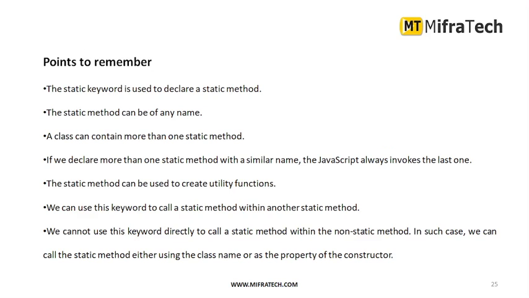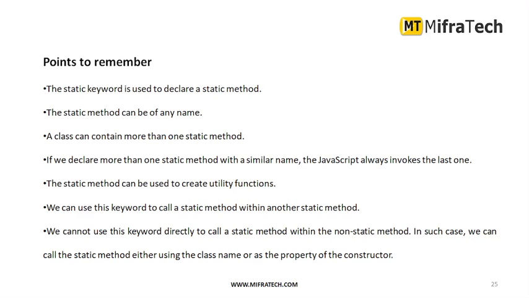When you are creating a static method, here are some points to remember. The static keyword is used to declare a static method. The static method can be of any name. A class can contain more than one static method. If we declare more than one static method with a similar name, JavaScript always invokes the last one. The first one will not be invoked. The static method can be used to create utility functions.